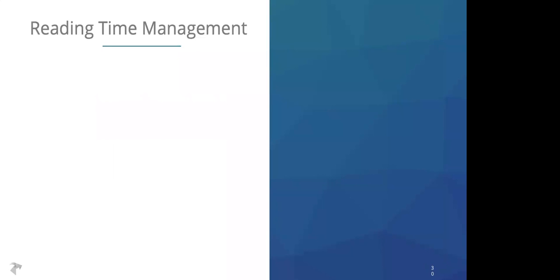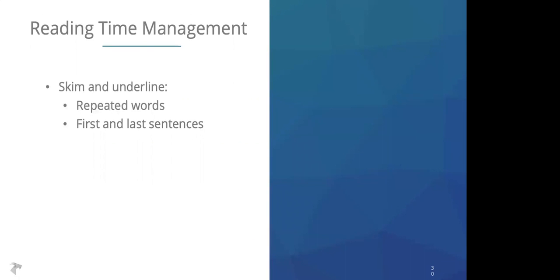So with limited time, it's most effective to skim the reading passages and underline the important information, such as repeated words and the first and last sentences. That being said, don't rush too much. You want to make sure you comprehend what you read.